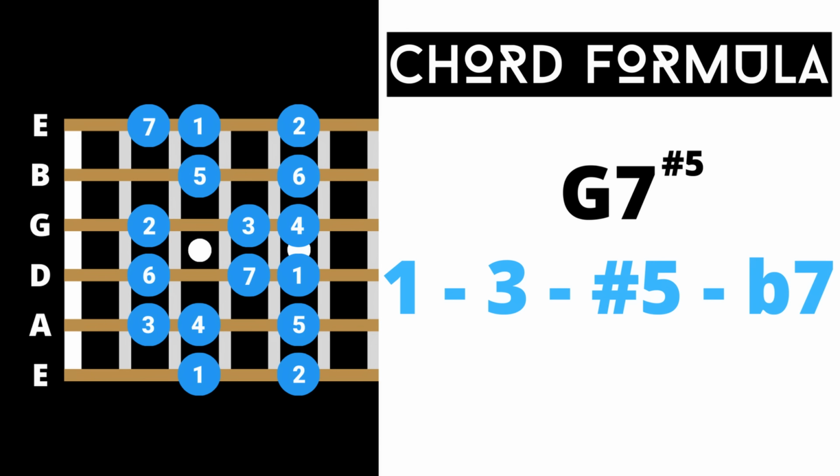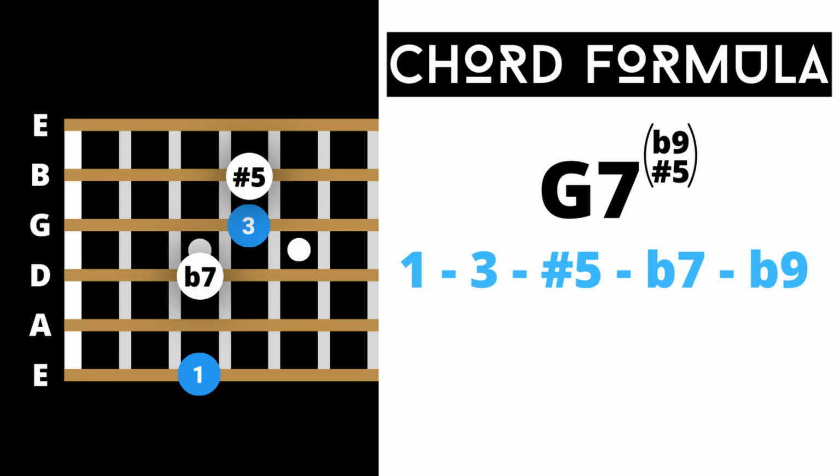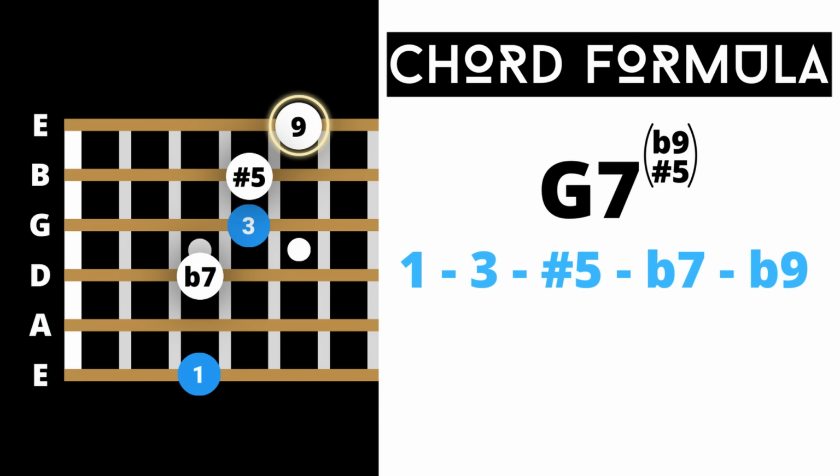Let's use a G7 sharp 5 as an example. Start with the root, followed by the flat 7 and the 3rd, and now we can sharpen the 5th. How about a G7 flat 9 sharp 5? All we need to do is identify the 2nd or 9th on the high E string 5th fret and lower it to the flat 9.